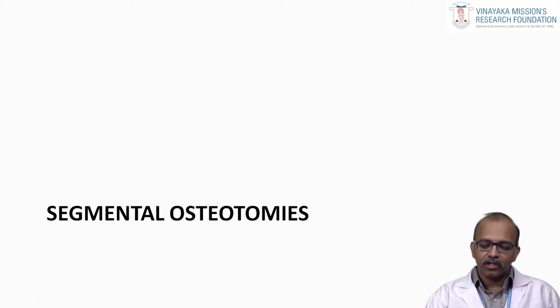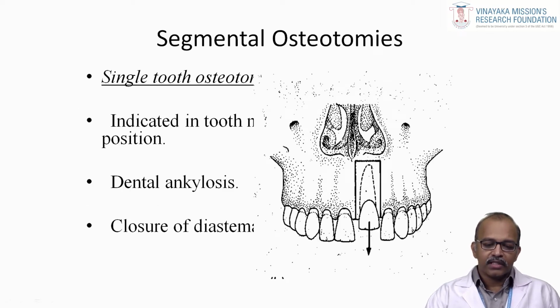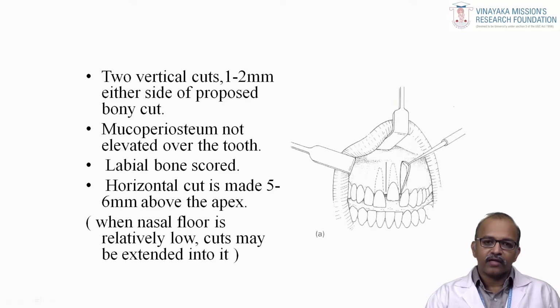Coming to the segmental osteotomies, they can be single tooth osteotomies. Single tooth osteotomies are indicated in case of a trauma. Mostly there will be intrusion of either of the anteriors, thereby landing in dental ankylosis. Sometimes there will be diastema, so for closure of diastema, we need single tooth osteotomy.